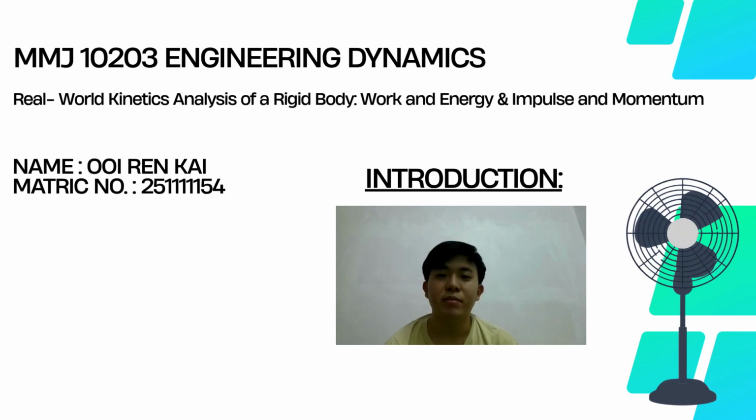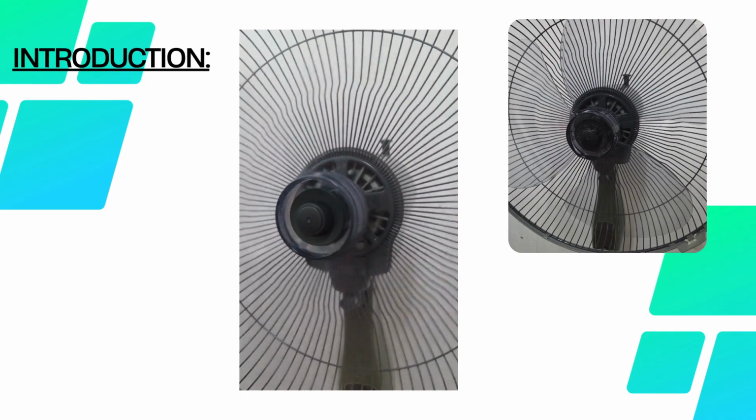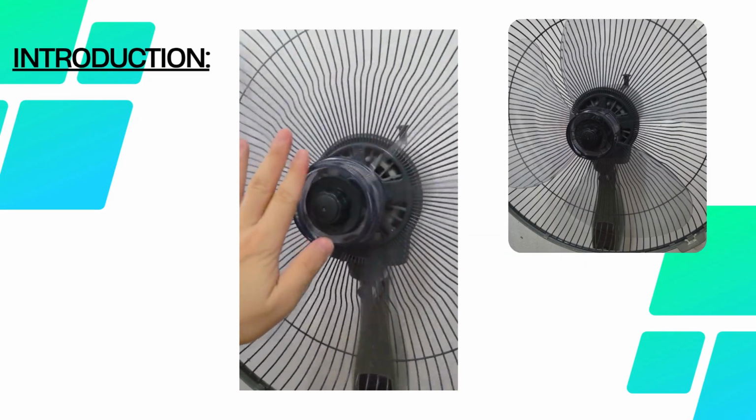Good day. My name is Oiren Kai, and for this Engineering Dynamics Assignment 2, I selected a real-world rigid body system, which is a three-blade stand fan. Now let's look at the video of the motion. This is the initial state of the fan. The blades are moving, and then the blades stop immediately.